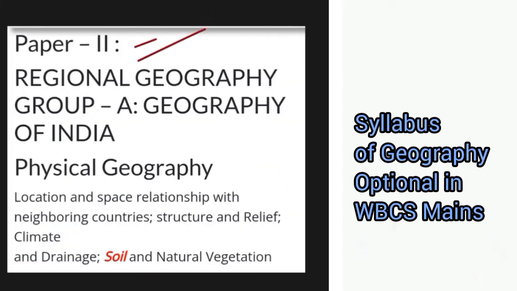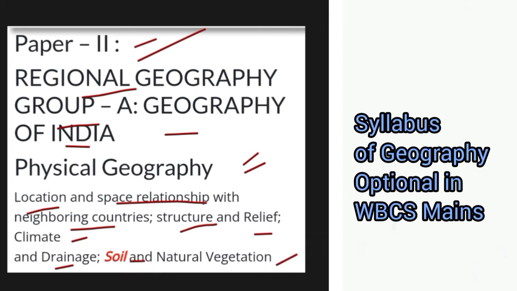Moving over to the syllabus of paper 2, as an optional paper of geography, we have regional geography. Let us start with group A, that is geography of India, physical geography, where we have the location and space relationship with the neighboring countries, structure and relief, climate and drainage, soil and natural vegetation.